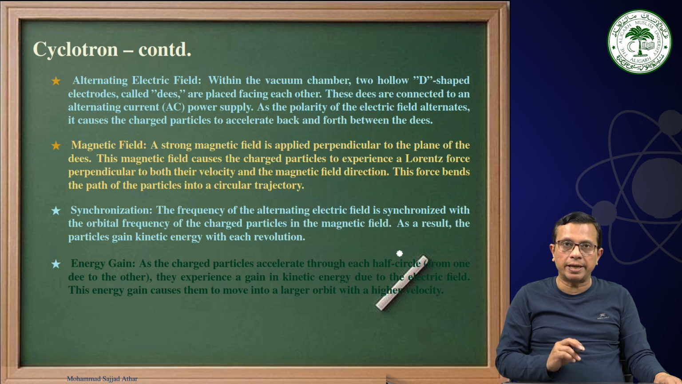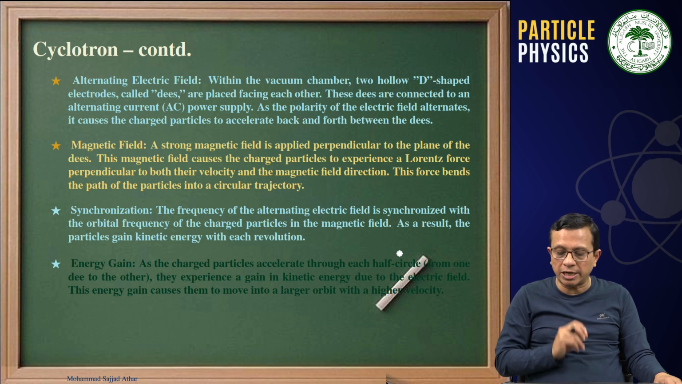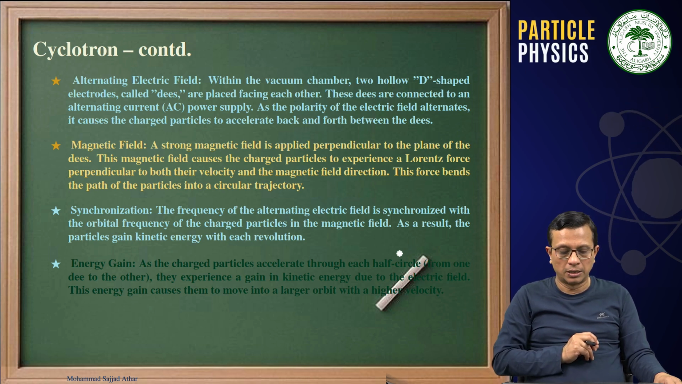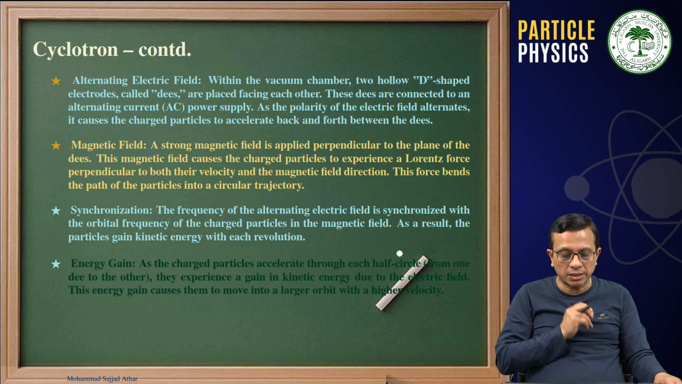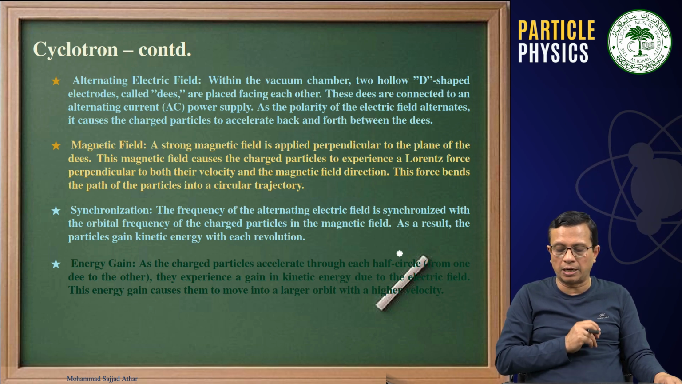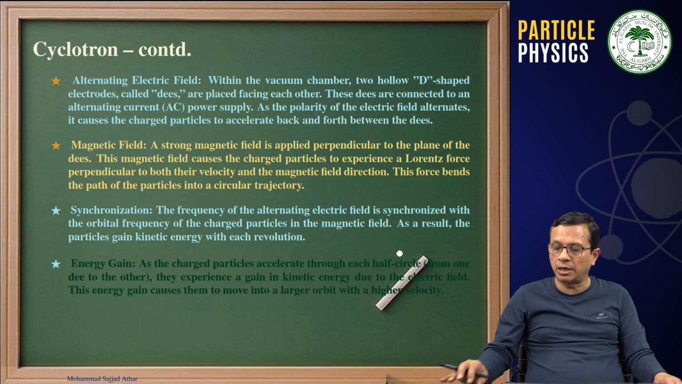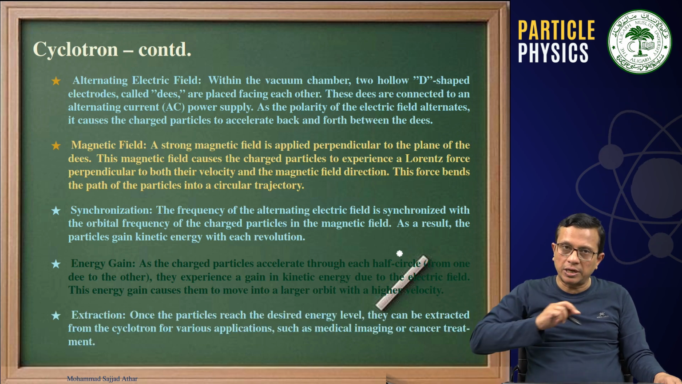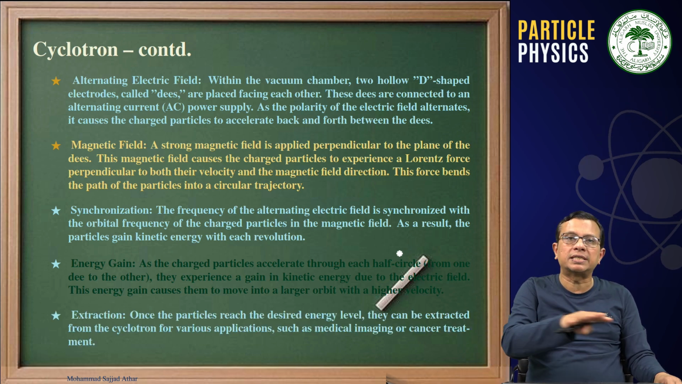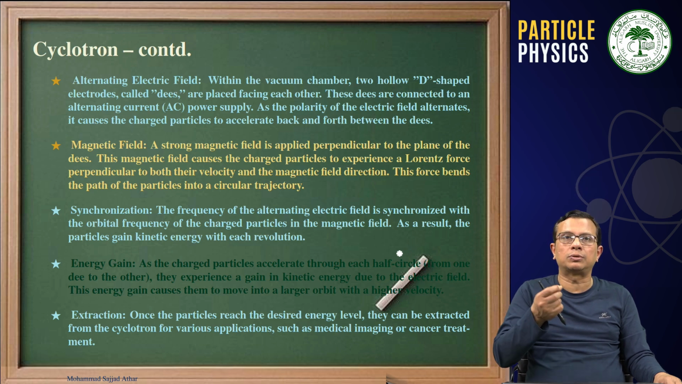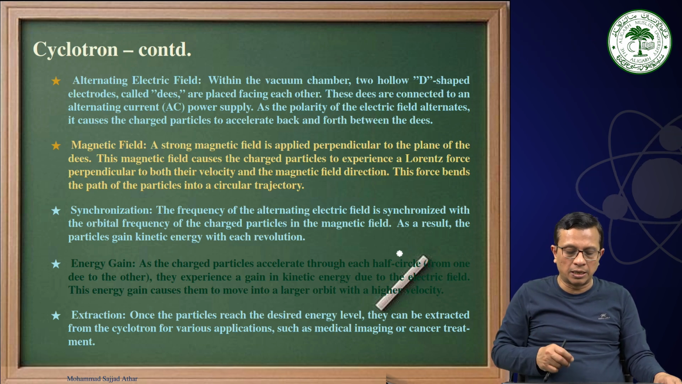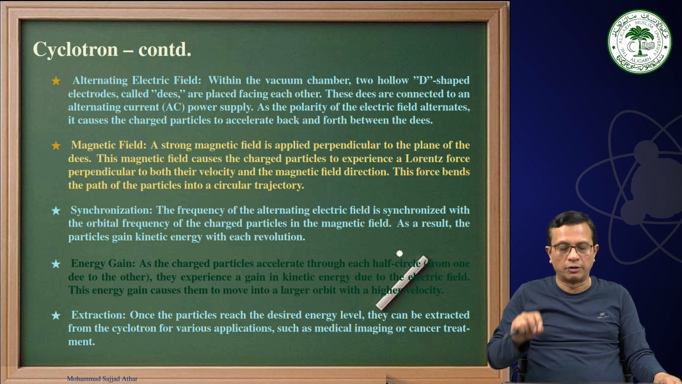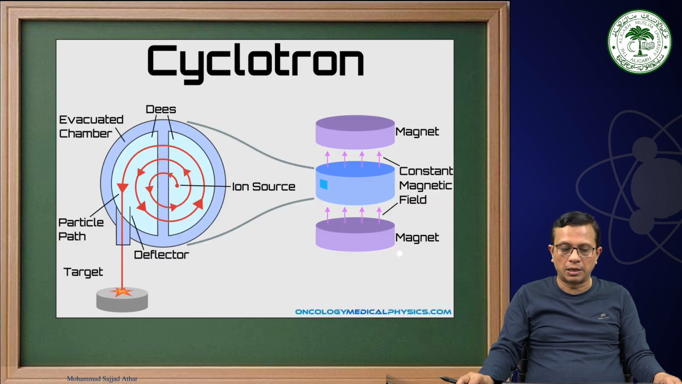Now, the energy gain: as the charged particles accelerate through each half circle, they gain kinetic energy due to the electric field. This energy gain causes them to move in a larger orbit with a higher velocity. And once you have reached the desired kinetic energy, you try to extract that particle. Once the particles reach the desired energy level, they can be extracted from the cyclotron for various applications that we have talked about.